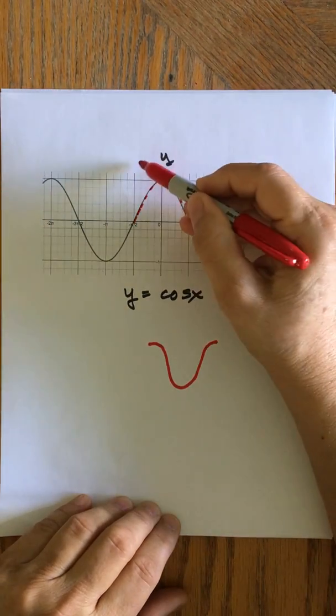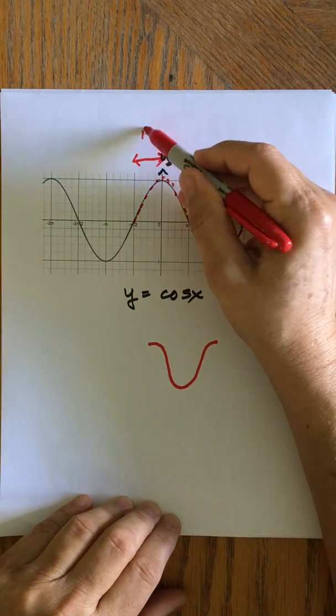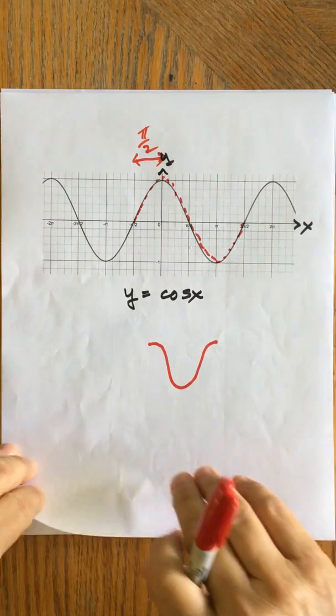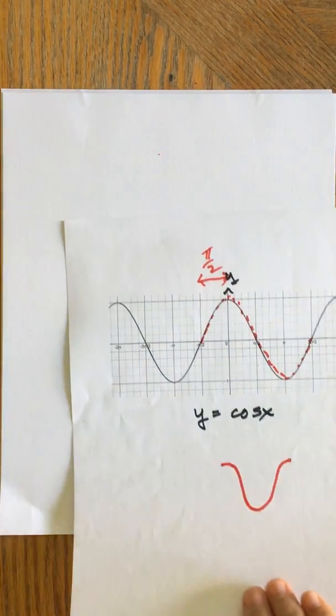Right? And how far away is it? Wow, look at that, pi over 2. So there's that. And then if you look at it, the sine wave, you can see the same thing.